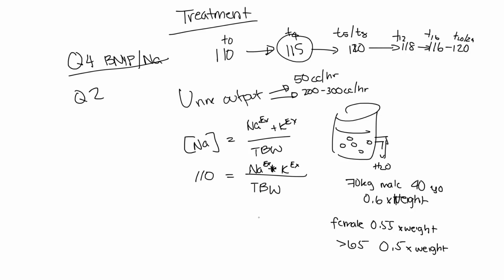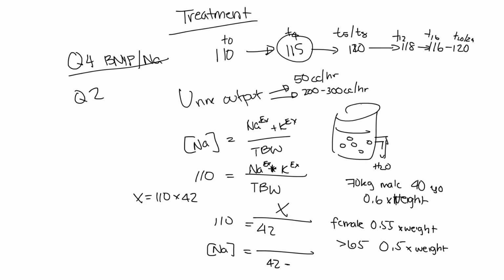Well, then I know their total body water is predicted to be about 42. And so then I can recalculate X up here, which is their exchangeable sodium and potassium, right? And depending on what X is, so X equals 110 times 42, I can rearrange this equation. Well, what is my new serum sodium going to be if my total body water changed from 42 minus, say they peed 300 cc's for 4 hours, so now they're down 1.2 liters, right?